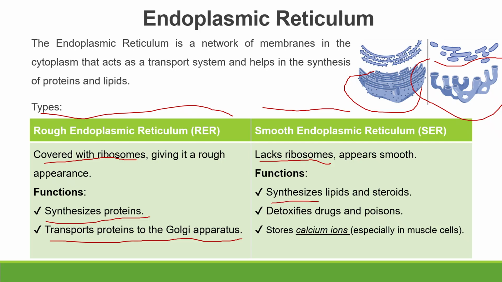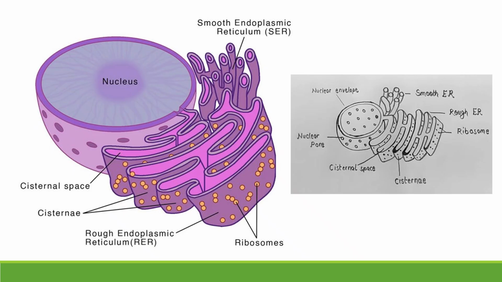And the functions: synthesis of lipids and steroids, detoxifying drugs and poisons, and storing calcium ions, especially in muscle cells. So these are all the functions and the differences between the two types of endoplasmic reticulum. And here we can see the structure of the endoplasmic reticulum. The nucleus is here and it is connected through the pores. The proteins enter inside, ribosomes form, and it enters into the rough endoplasmic reticulum. In the rough endoplasmic reticulum, ribosomes help in the formation of proteins through the transcription and translation process.